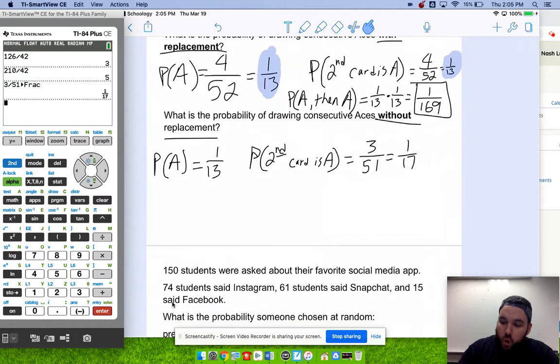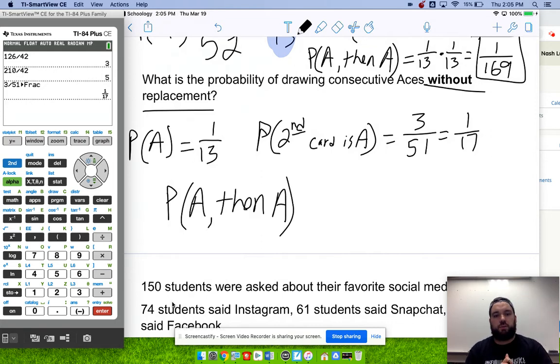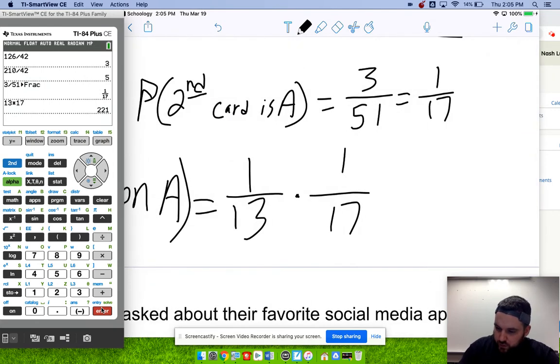So if there's no replacement, the probability that I draw an ace and then another ace. Again, when we're talking multiple events, if they are back-to-back events, I'm going to take those individual probabilities and multiply them together. 1 out of 13 times 1 out of 17. 13 times 17 is 221. This is 1 out of 221.